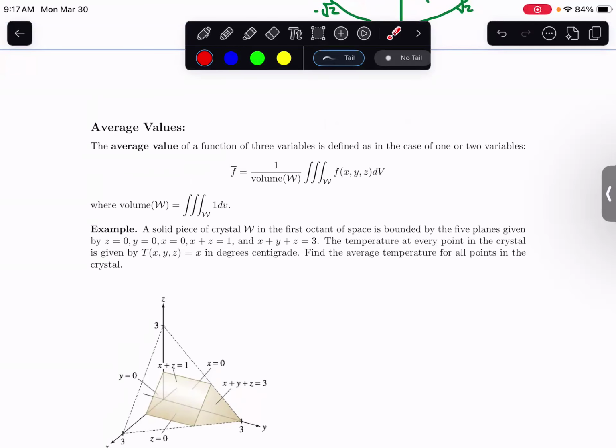So the last thing I wanted to talk about before going into 15.4 is this problem on average values. We talked about average values with respect to single variable and double.